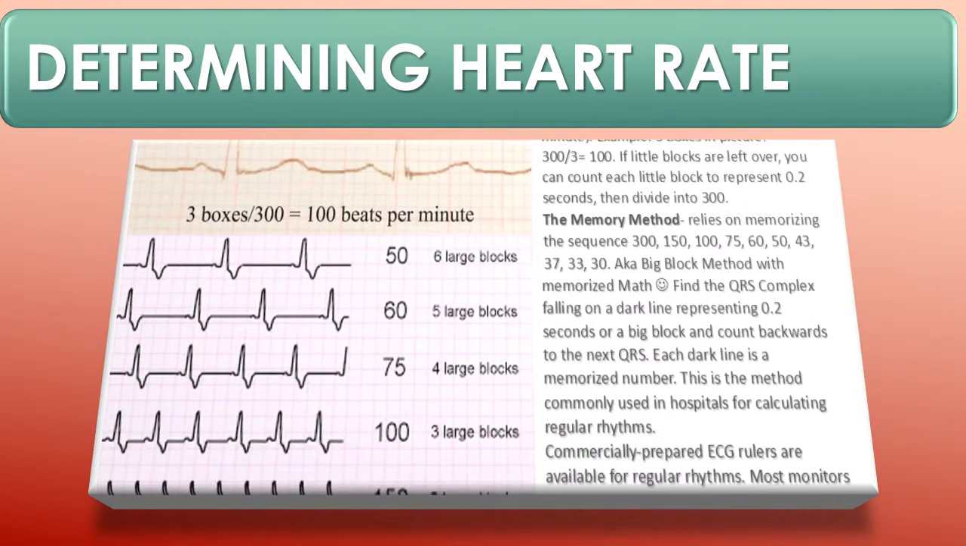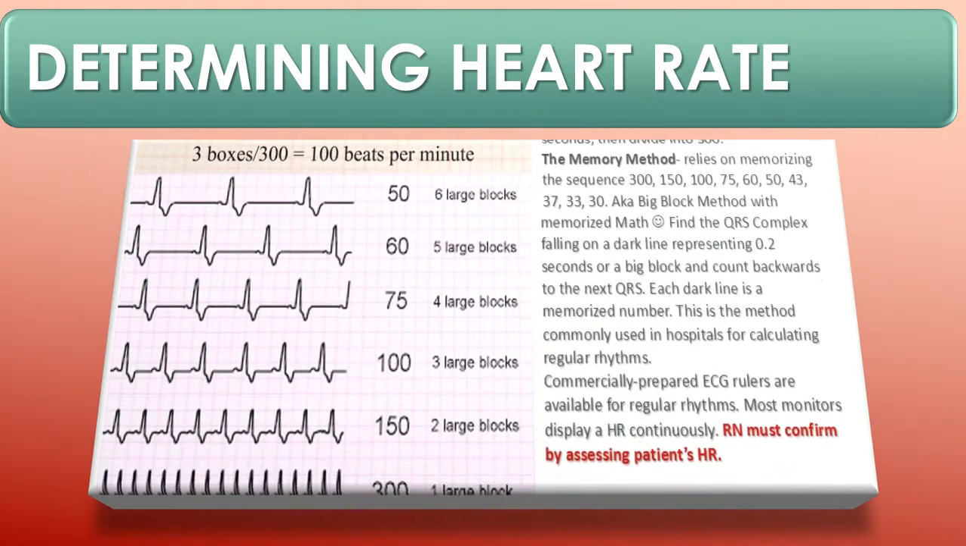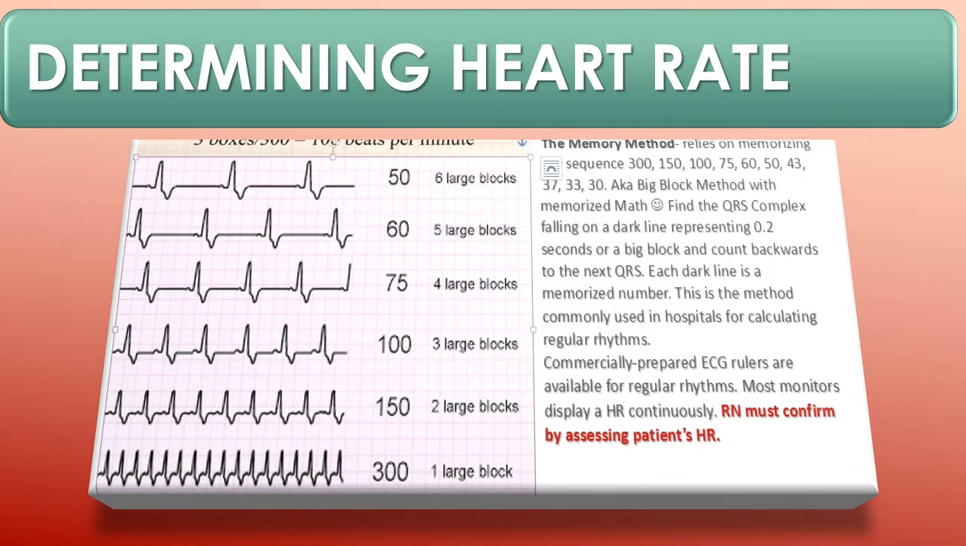The last method is the memory method, and the memory method pretty much relies on you memorizing a sequence that is going to give you the answer of the big block method. So it's the big block method with memorized math. So you're going to memorize the sequence 300, 150, 100, 75, 60, 50, 43, 37, 33, and 30.